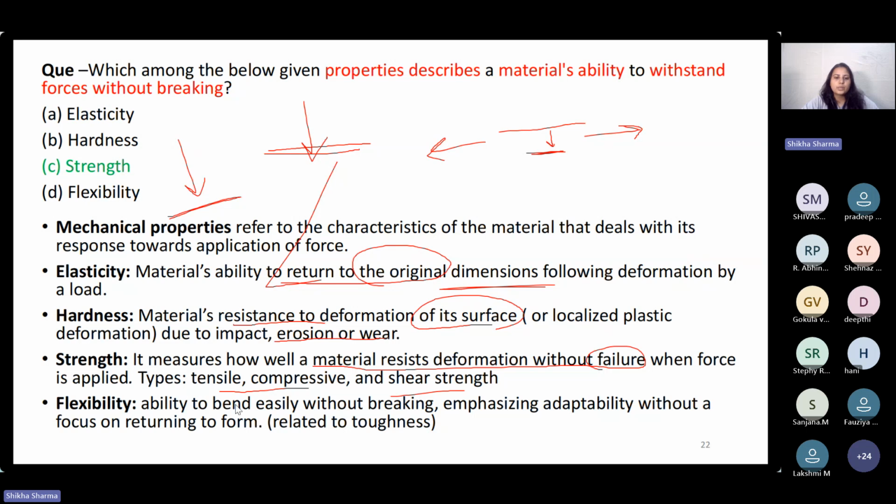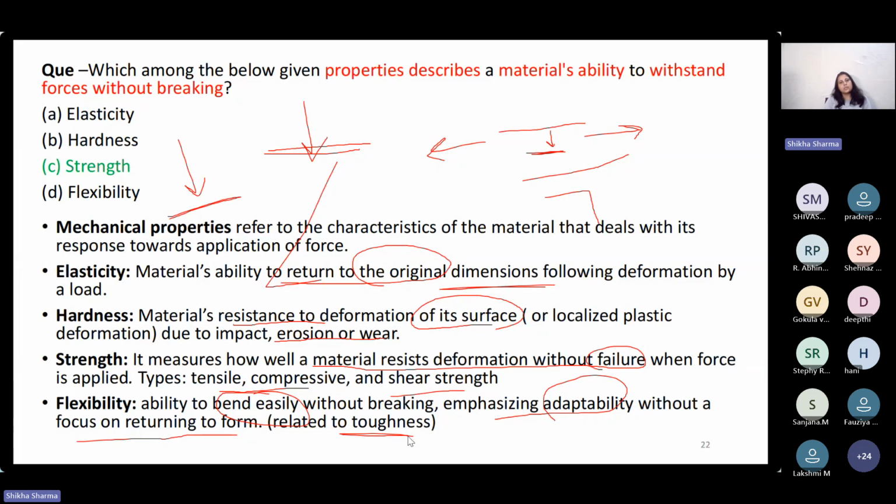And then flexibility means the ability to bend easily without breaking. So it can bend when we are applying the force, without breaking. That is flexibility. It emphasizes adaptability, and it will not return back to its original shape like in elasticity. It is related to the toughness property of the material. So this question's answer is strength, not elasticity.